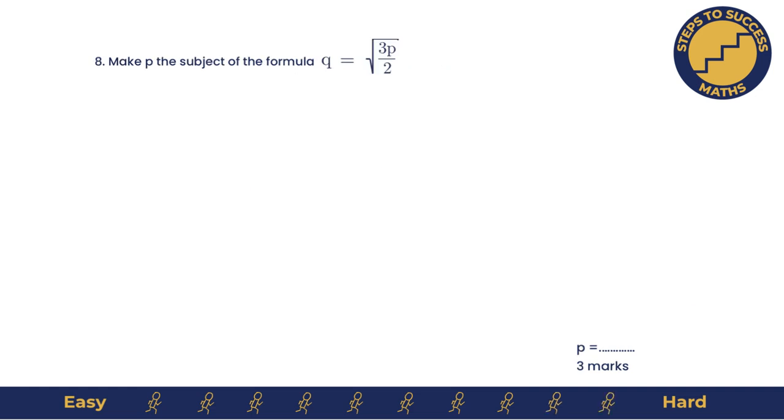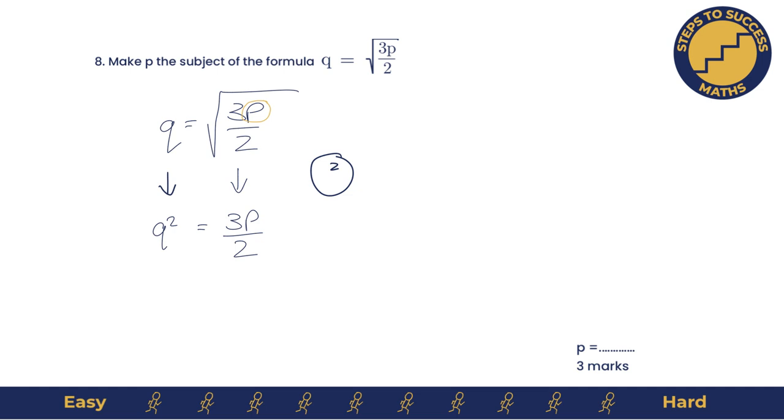Question 8. Make P the subject of the formula Q equals the square root of 3P divided by 2. Okay, so our first step is going to be to circle the P. We can see lots of things are happening to it, but it's got this big square root round the whole thing. So the opposite of square root is to square everything. So we've got Q squared equals 3P over 2.